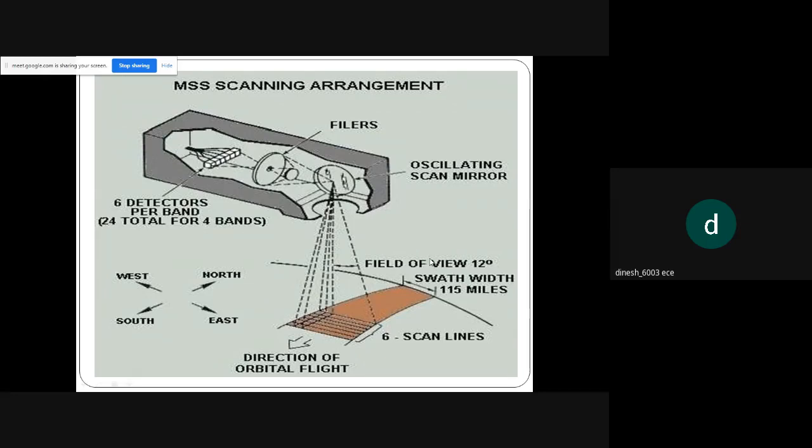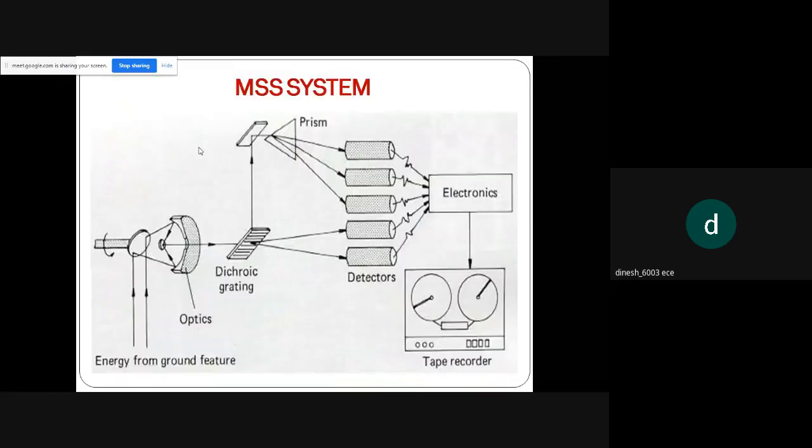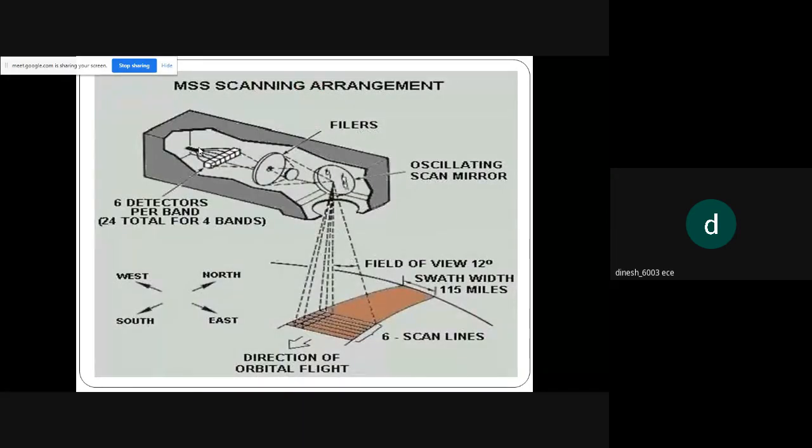The field of view, FOV, which you had seen, should be 12 degrees with a swath width of 115 miles. As the sensor moves with respect to the satellite, it will capture images in the direction of orbital flight. It will capture as it is, and that will be recorded in your system and sent to your processing segment. So this is the MSS scanning arrangement, and this will be repeated for every other band also. Same procedure.